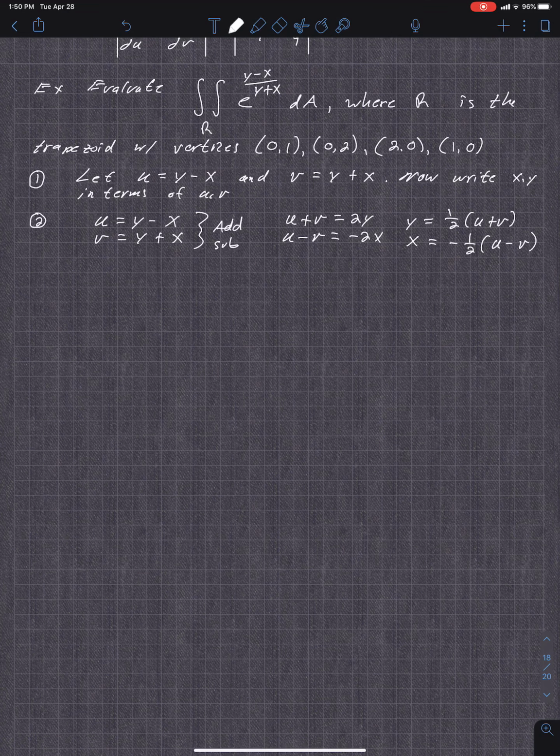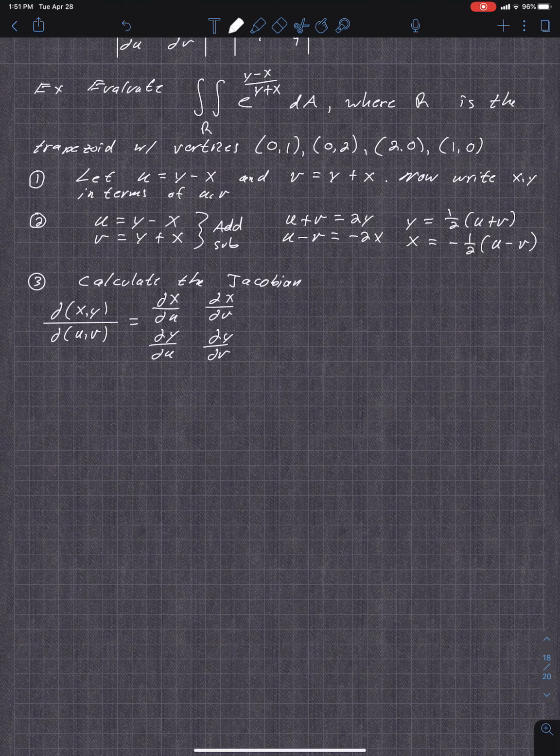So step 3, let's calculate the Jacobian. So partial (x, y) with respect to (u, v). Okay, so I suggest write it out. Partial x with respect to u, partial x with respect to v, partial y with respect to u, partial y with respect to v. So you write it out, so you don't have to memorize it, of course, just know it better. And then you can do those partials and substitute into the determinant.